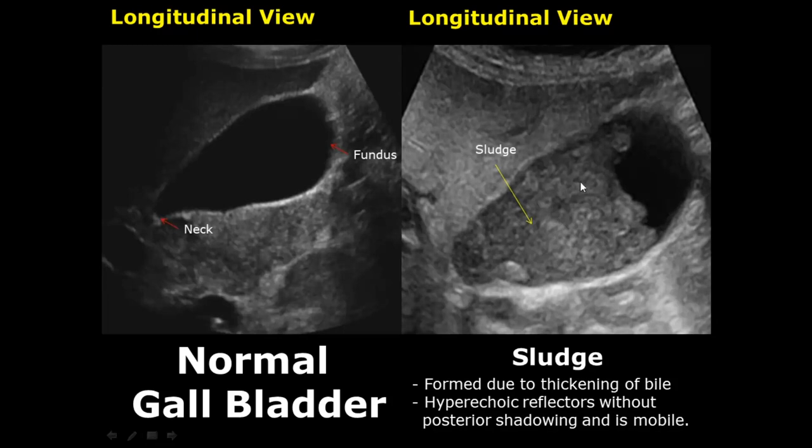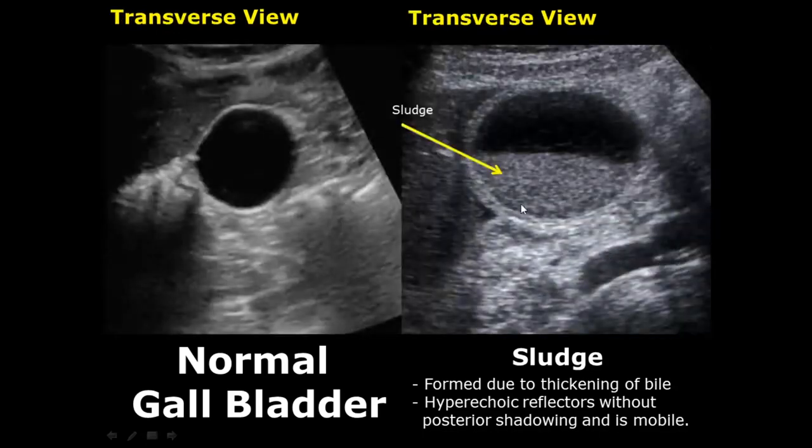Gallbladder sludge is the thickened form of bile. It has increased density, so that is why it is appearing hyperechoic without any posterior shadowing, and it is mobile. That is, when the patient shifts his position, the sludge will also change its position relatively. Here is a transverse image of the gallbladder showing sludge, which is hyperechoic due to thickening of bile.